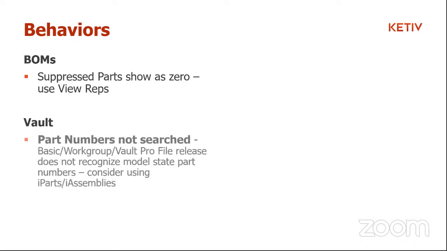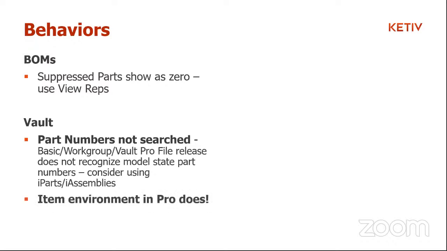And then within Vault, interesting behavior here. If you go to Vault, if you're using Vault Basic, Vault Workgroup, or even Vault Pro, and you're just using file release, those part numbers that represent different configurations, you might not be able to see those. You might not be able to do a search and find that. So if you actually need a separate part number, you might consider using iParts or iAssemblies. I've got some workarounds for that as well.